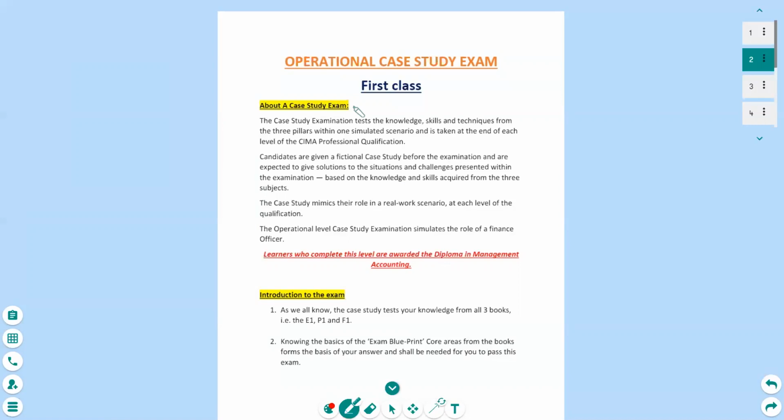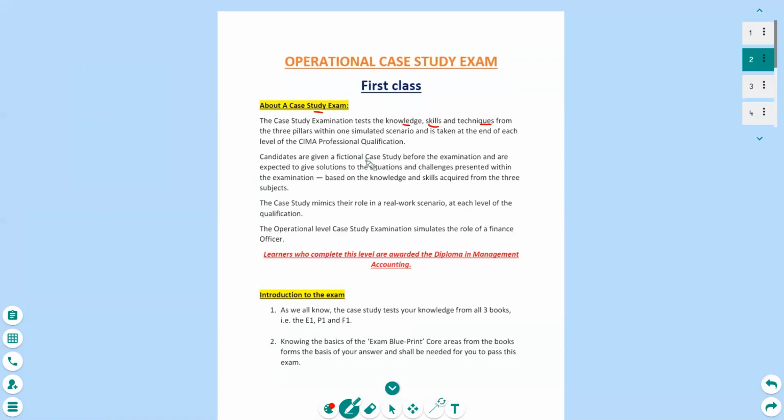So let's first go into viewing what a case study exam is. There might be some people who are coming to the operational case study via the exemptions route, or some people who have done their E1, P1, F1 exams. It is generally the first case study that students take as part of their CIMA qualification, so it's good for us to know what a case study exam is. The case study examination tests your knowledge, skills, and techniques from the three pillars within one simulated scenario, and is taken at the end of each level of the CIMA professional qualification. So when you want to finish your operational level, you take the operational case study. When you want to finish your management level, you take the management case study. It's telling you that the three pillars, which are E1, P1, and F1, are important for you to take the case study with confidence.